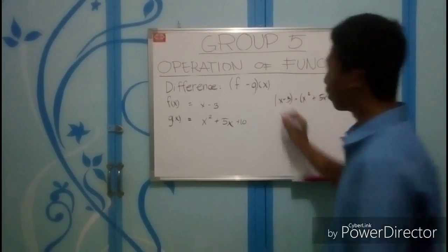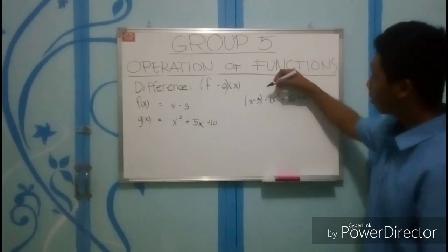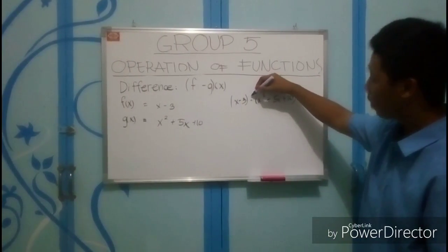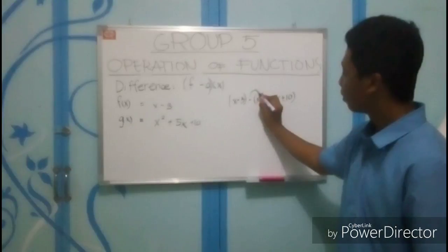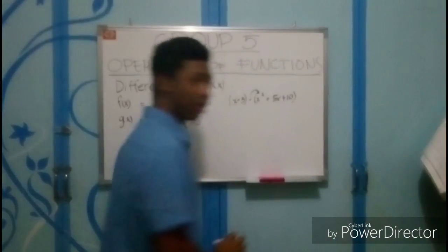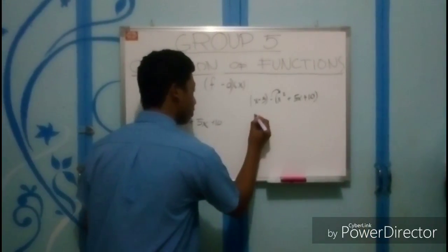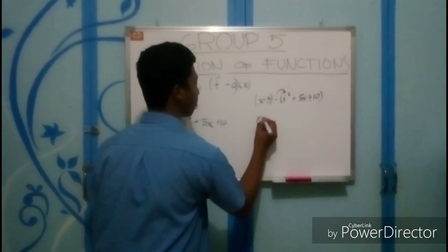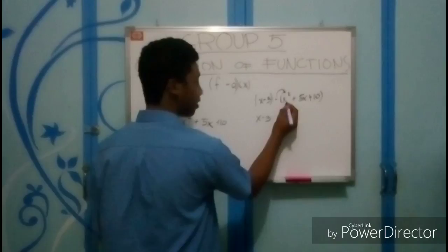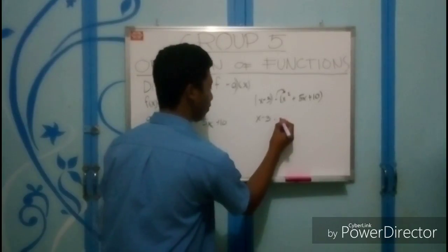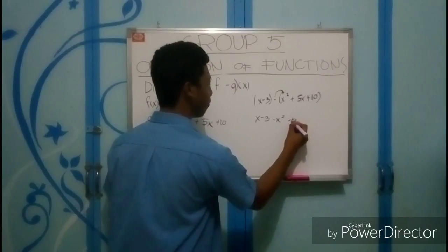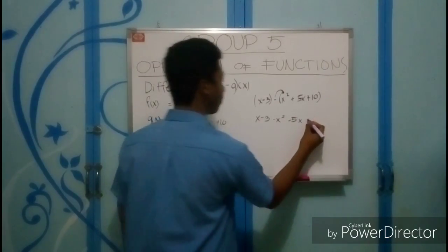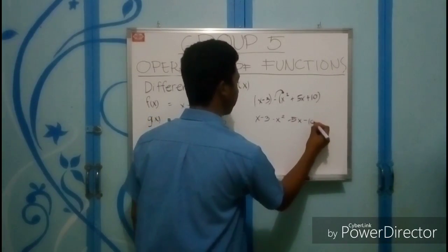After that, what are we going to do next? Simply distribute your negative sign to your subtrahend and copy your f of x. This will look like this: x minus 3, your positive x squared will become negative x squared, your positive 5x will become negative 5x, and your positive 10 will become negative 10.